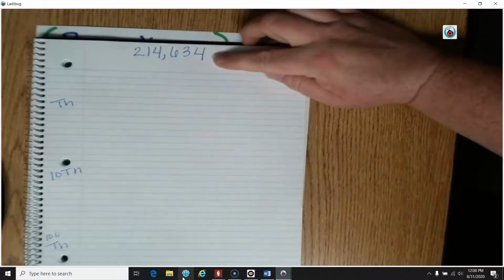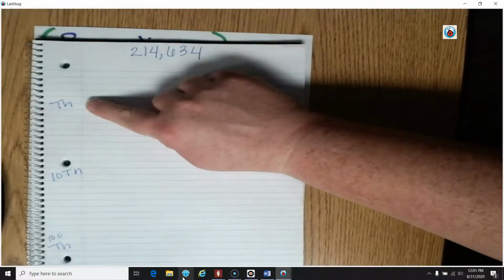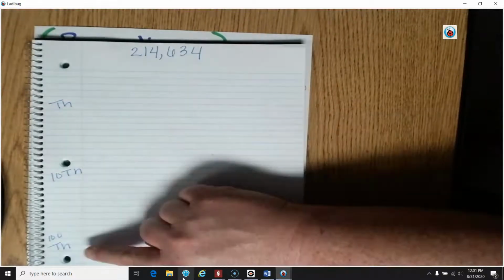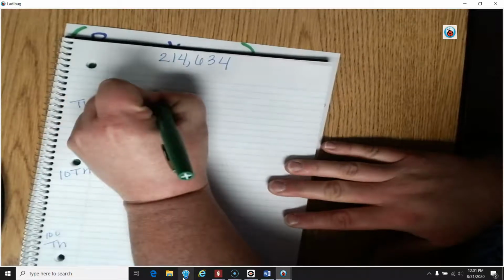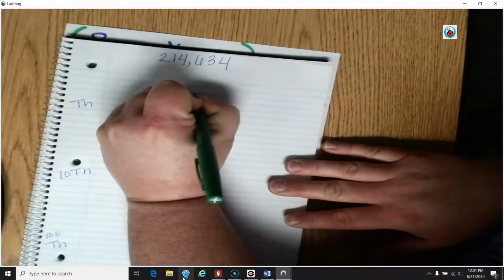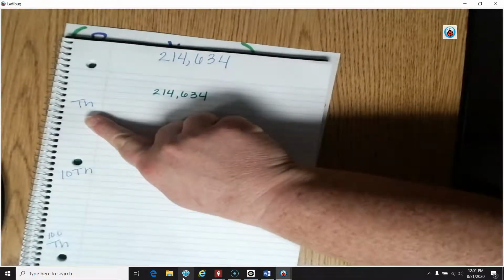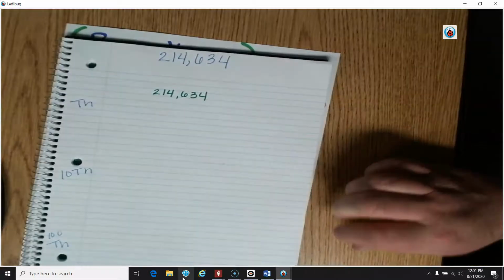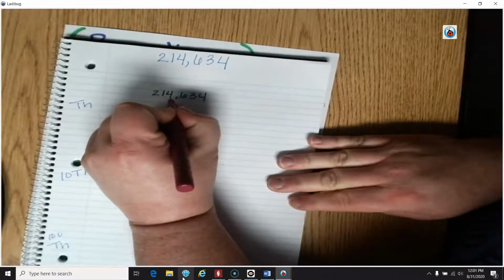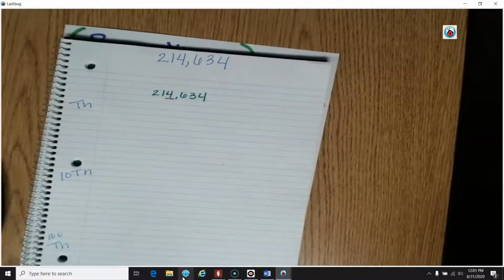So I am going to round this number, 214,634, to the nearest 1,000, the nearest 10,000, and the nearest 100,000. So I'm going to write it here for my first rounding, which is to the nearest 1,000. Now, if you remember from my chart, the first thing I do is find the place I'm rounding to and underline it. So I have a 4 in my thousands place in this number.